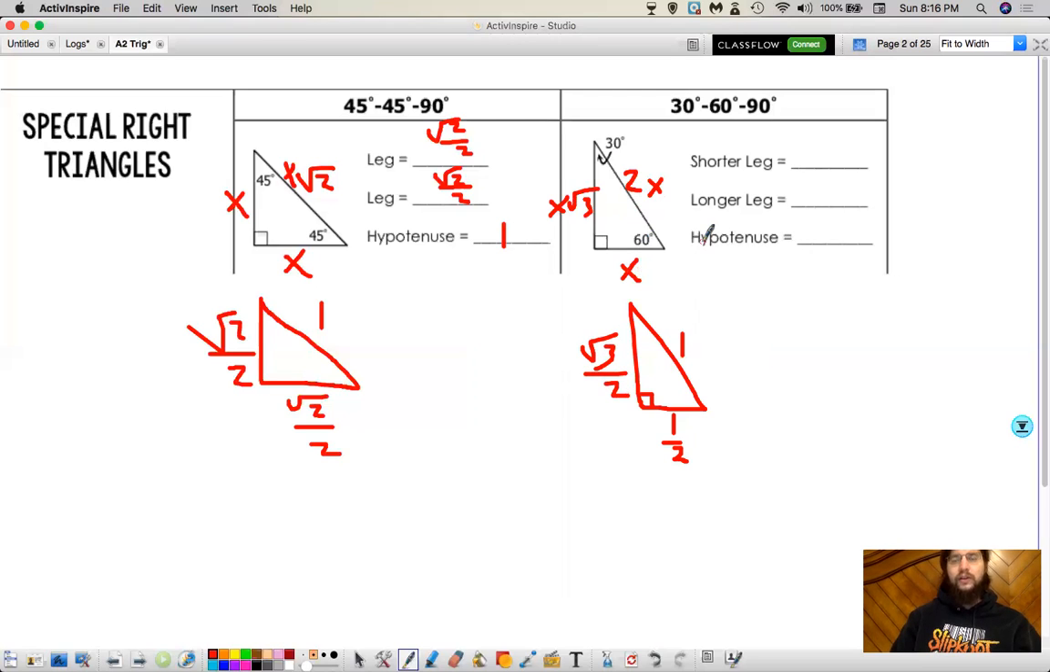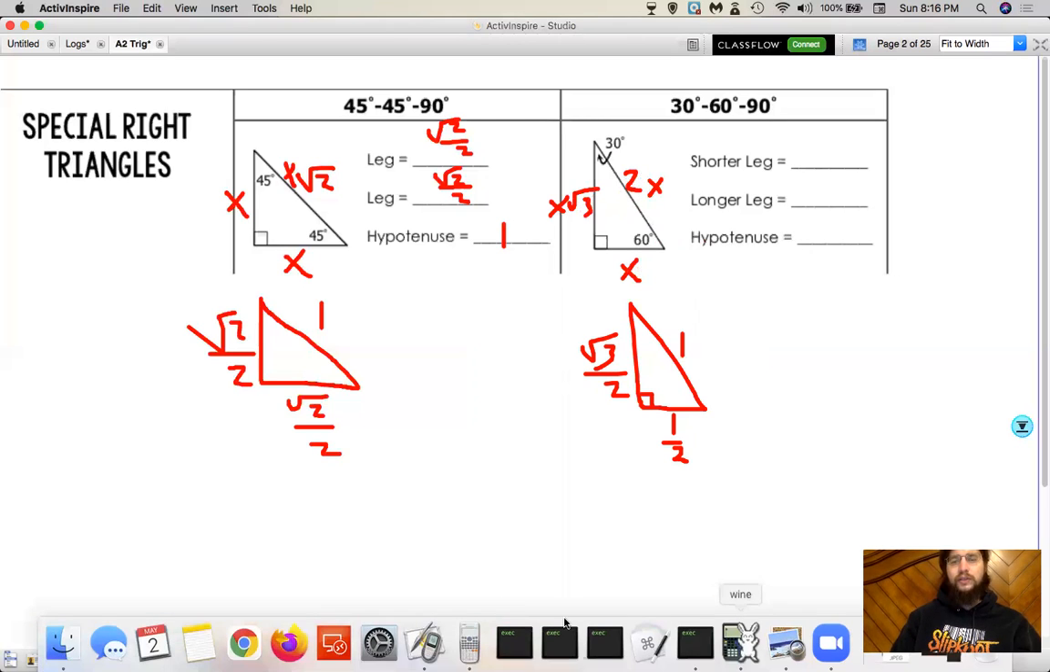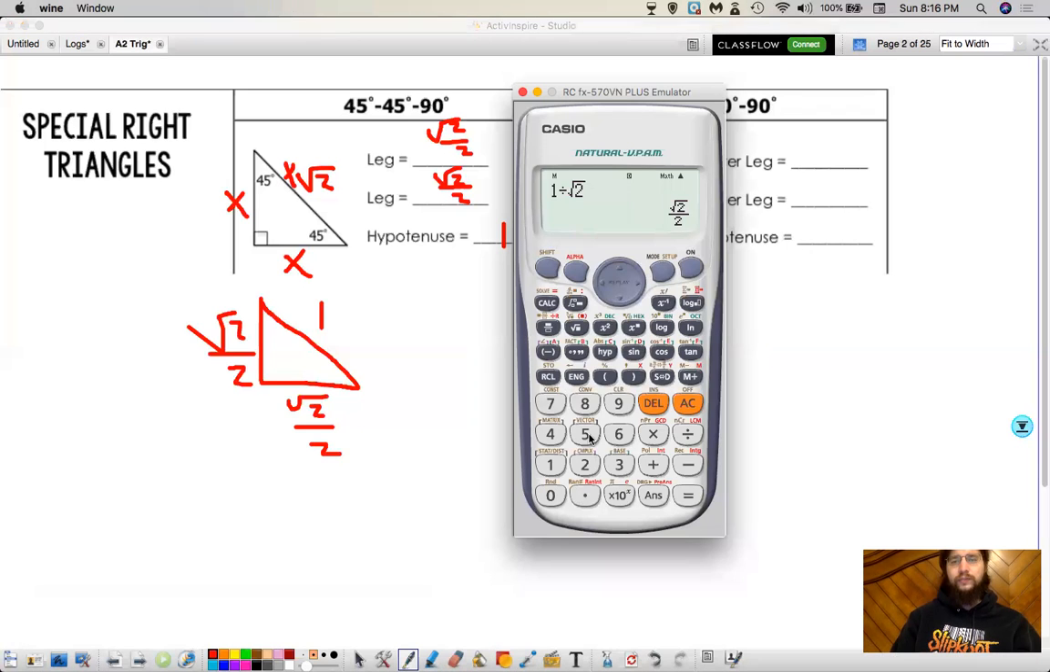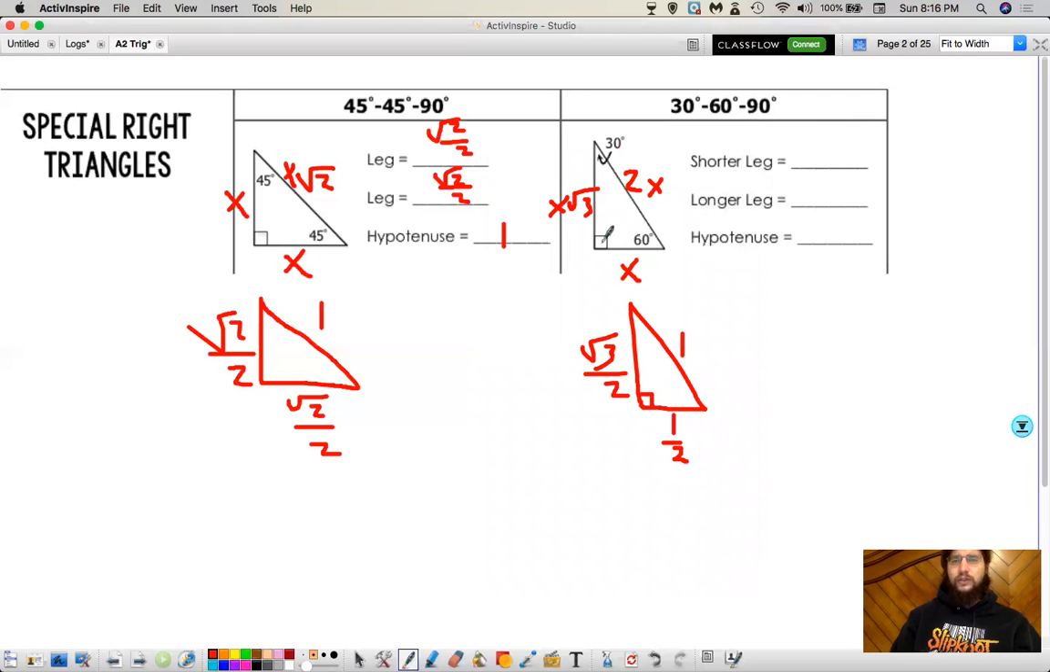But again, your calculator knows that. Let's see, opposite over hypotenuse, that's sine. So sine of 60 should be square root of 3 over 2. And it is. So the short leg, we call that a half. The longer leg, square root of 3 over 2. And the hypotenuse is going to be 1 for us.